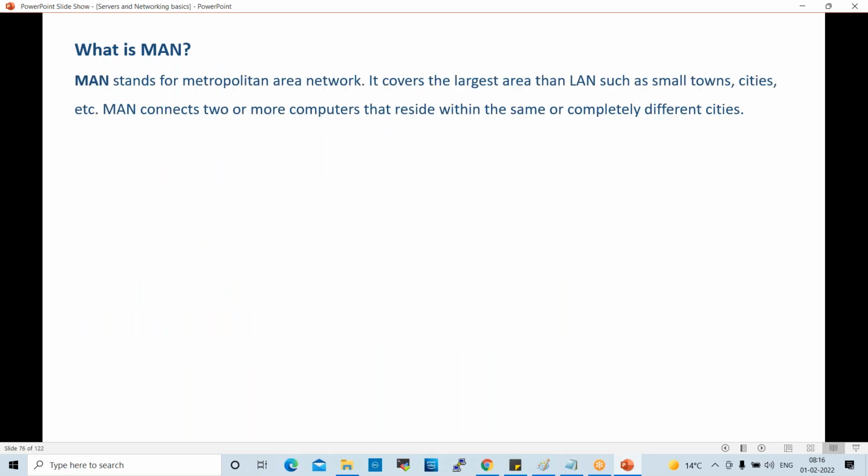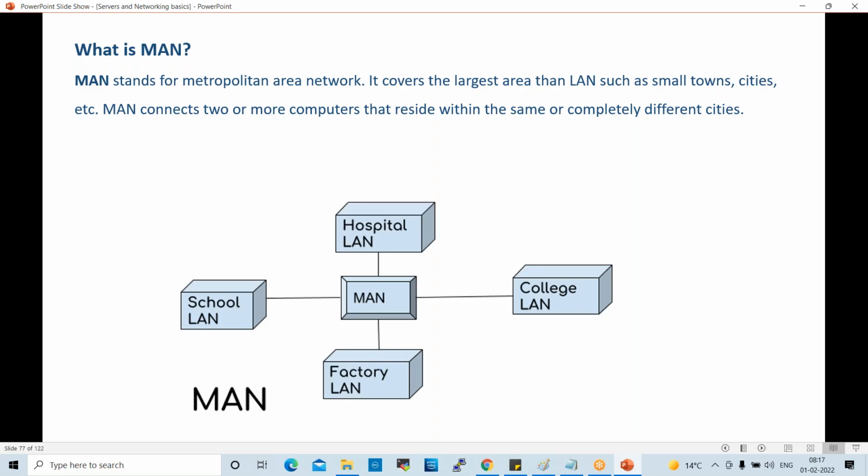So what is MAN? MAN stands for Metropolitan Area Network. It covers a larger area than LAN, such as small towns, cities, etc. MAN connects two or more computers that reside within the same city or completely different cities. So schools, hospitals, colleges, factories, like this, we can configure a metropolitan area network.